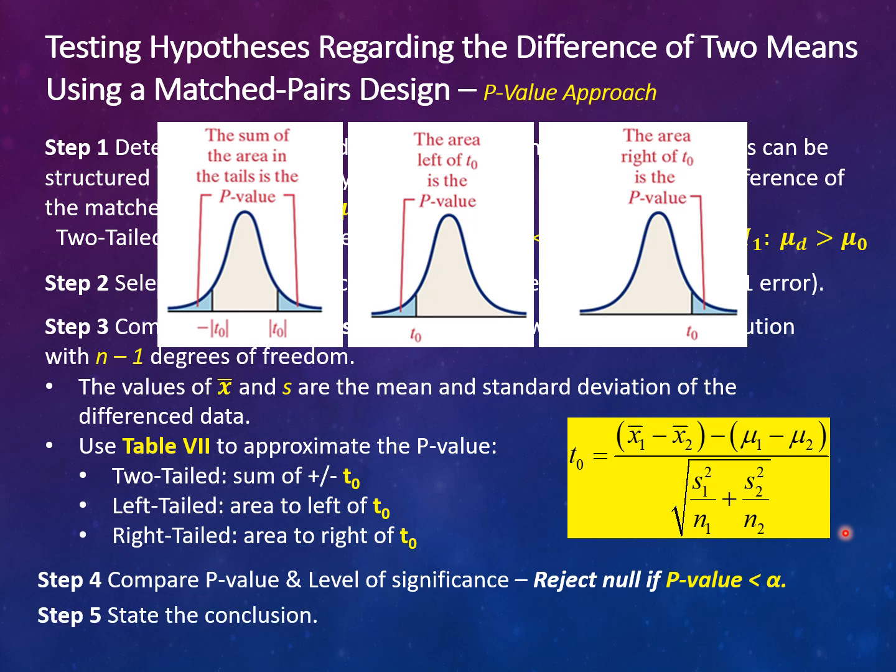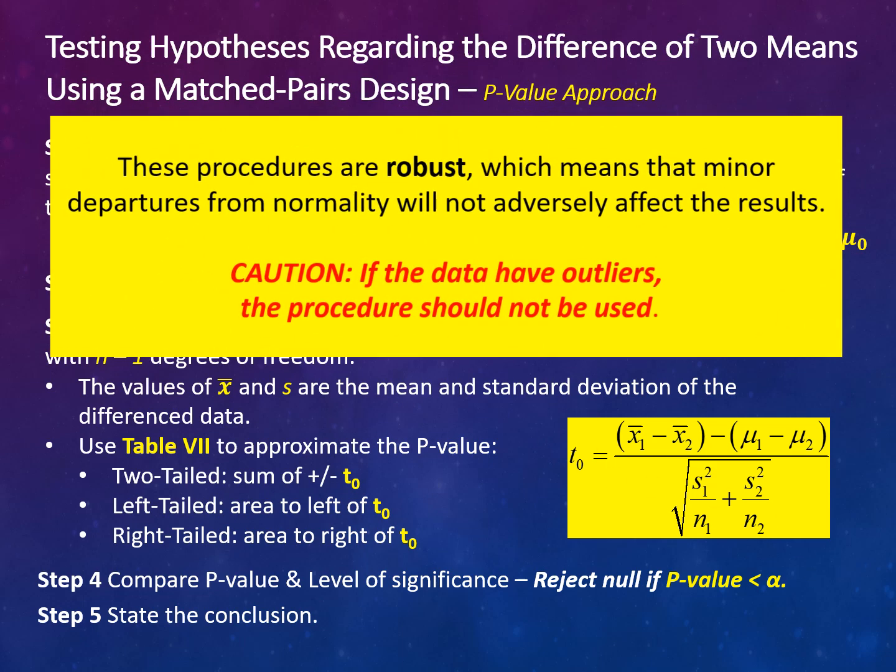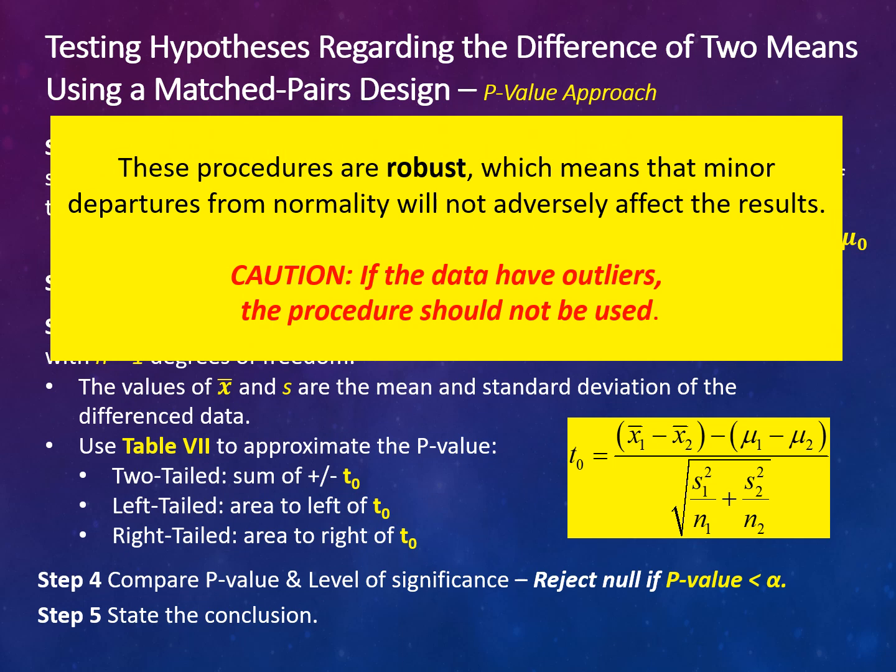And then, again, we state the conclusion. So let's walk through an example so you can see this, but it should feel pretty similar to what we've done. The only difference here is that we have a new calculation for our test statistic. So make sure you get that in your notes and you memorize that. And similarly to what we just saw with dependent data, the independent procedures are also robust, which means that minor departures from normality will not affect the results. But again, we cannot use this method if there are outliers.